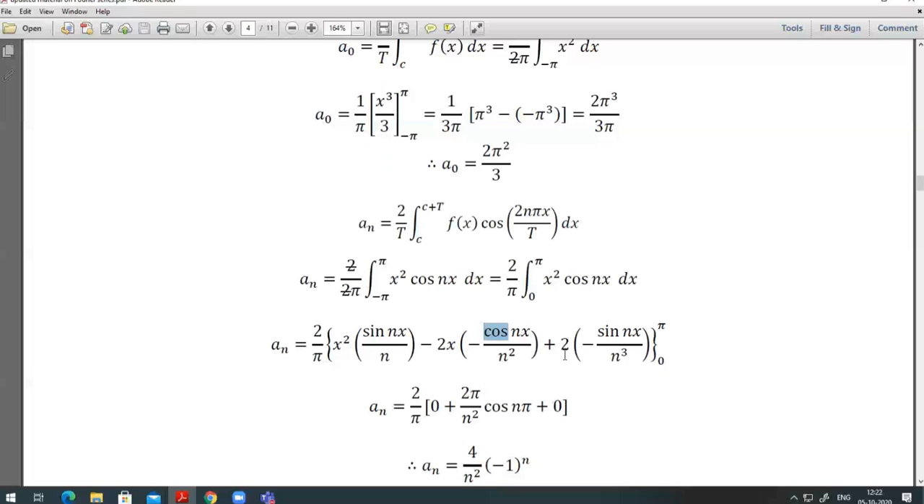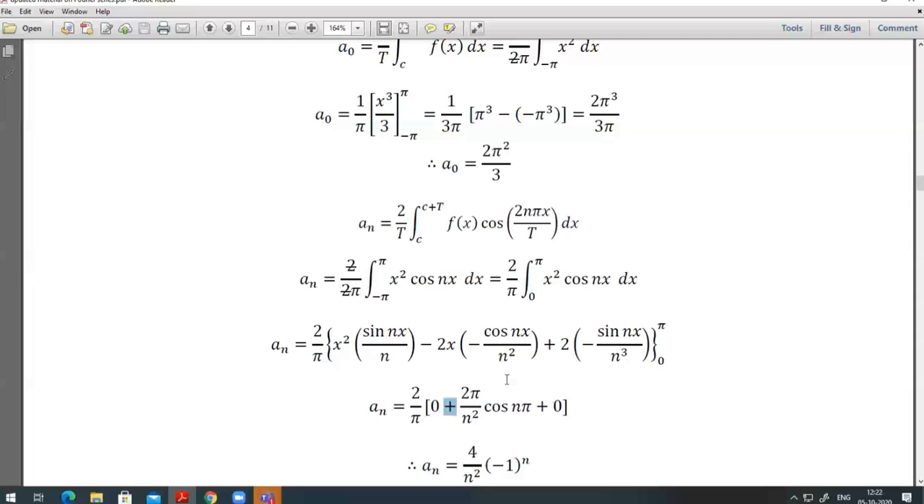Cos n pi, so sin n pi is 0, that is pi square. Pi square into sin n pi is 0, so this term is 0, minus into minus plus 2 into pi, so that is 2x, x is replaced with pi, 2 pi by n square cos n pi, plus into minus minus sin n pi again 0. So the first term and last term for the upper limit is 0, same for the lower limit because sin 0 is 0.